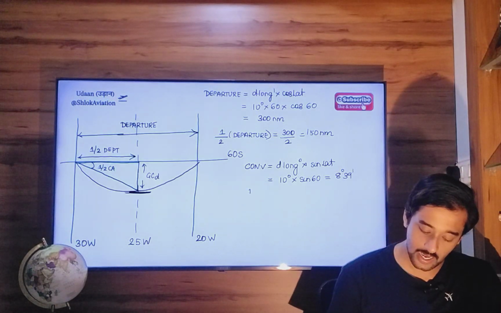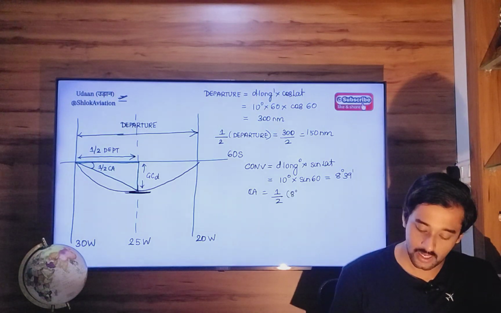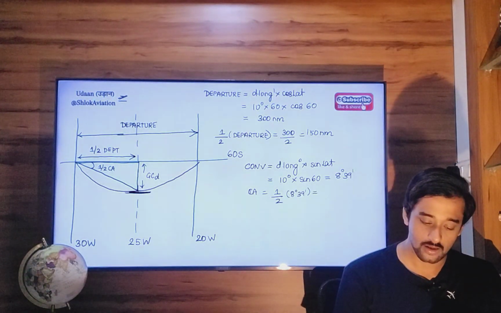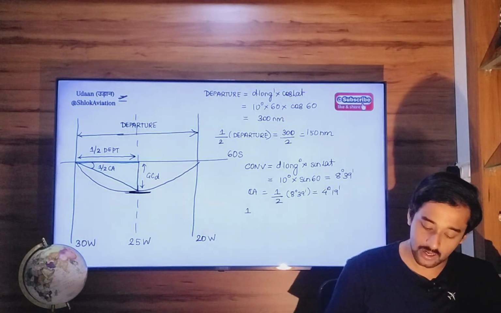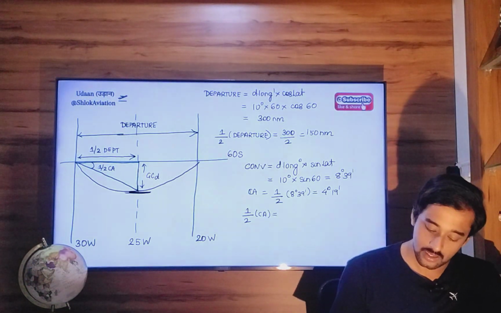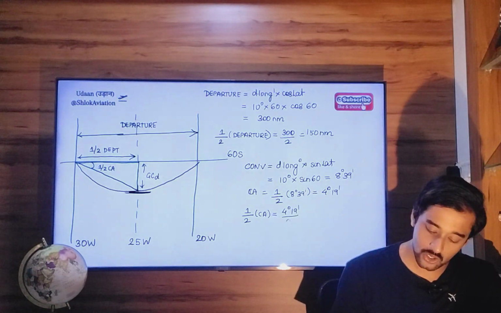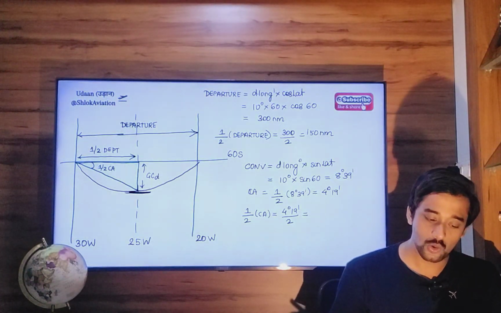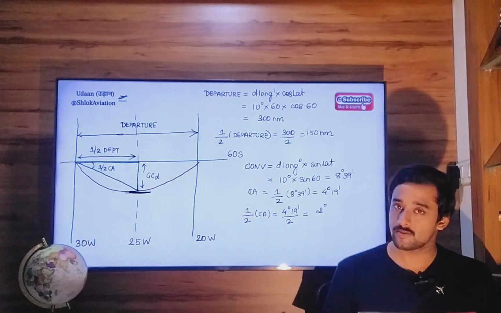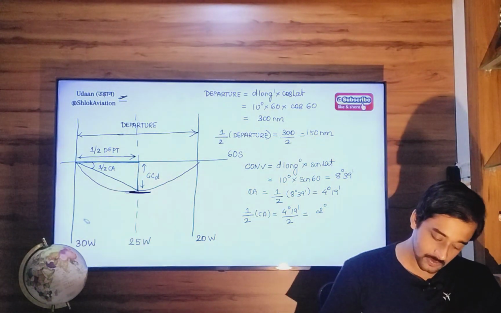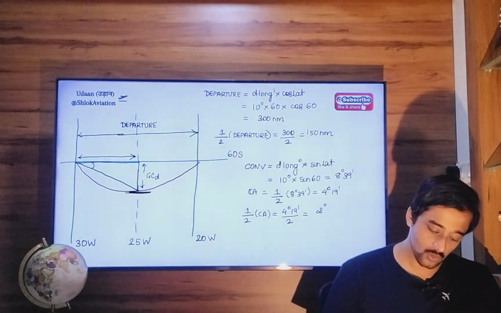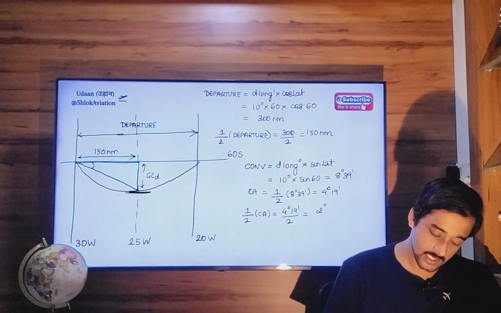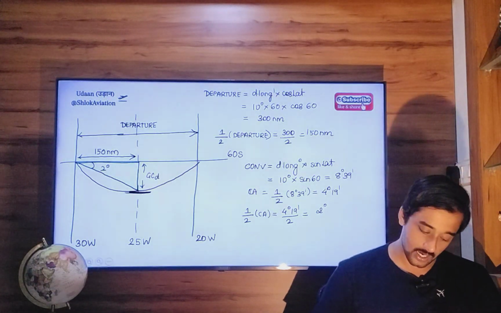So the convergency angle, half of 8 degrees 39 minutes, is equal to 4 degrees 19 minutes. Now again half of the convergency angle, 4 degrees 19 minutes divided by 2, is 2 degrees 9 minutes or approximately 2 degrees. So let's label this diagram now. This side of the triangle is 150 nautical miles. This angle is 2 degrees. Now let's apply tan theta.